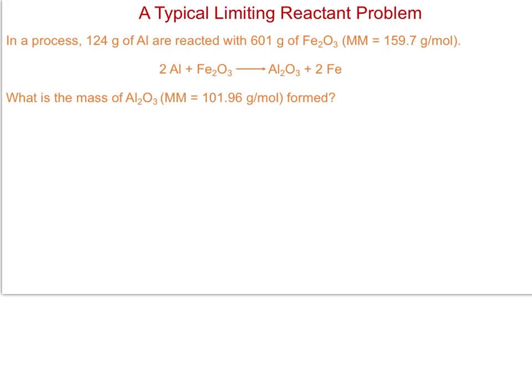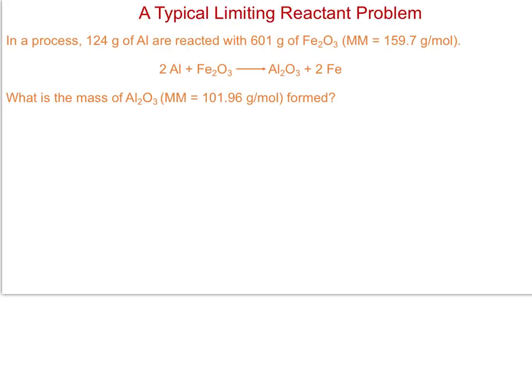So stoichiometry, you can interpret quantities for any chemical in a balanced chemical equation. So I can take the 124 grams of aluminum and calculate how much Fe2O3 I need, or how much iron, elemental iron, would be produced. So any chemical can be quantified using an amount given.